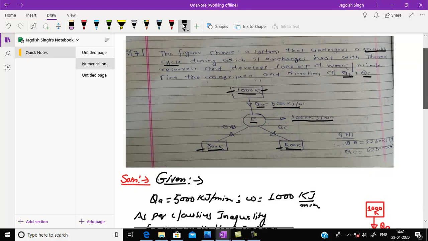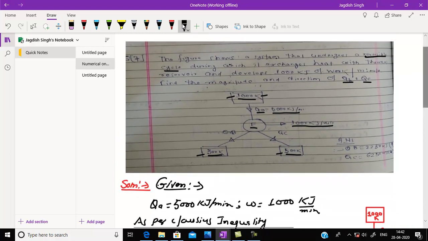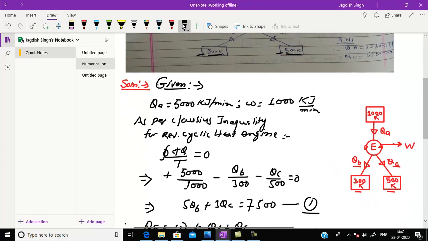So in this question, the first important piece of information is that this is a reversible cyclic heat engine, the engine E. This engine E delivers W amount of work and receives Q amount of heat from the 1000 Kelvin reservoir, and it exchanges heat QB and QC with these two reservoirs. Then we have to find QB and QC.